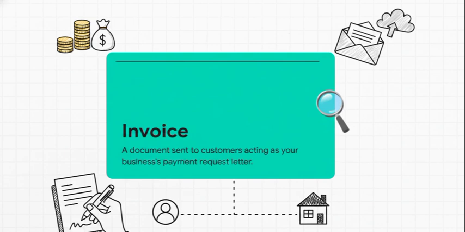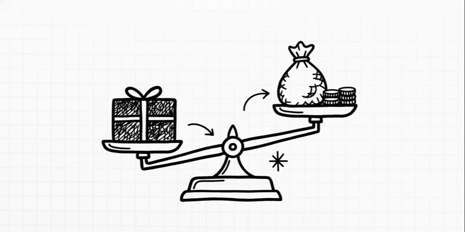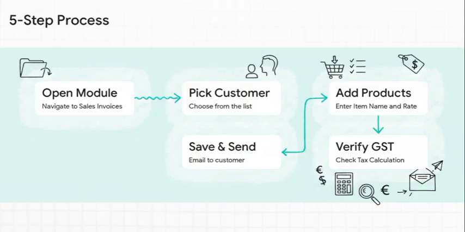So what is an invoice anyway? It's basically your business's official payment request letter to a customer. It all boils down to this, clearly stating what you delivered and exactly what they owe you. Let's break this down into a super quick 5-step setup process right inside Zoho Books.